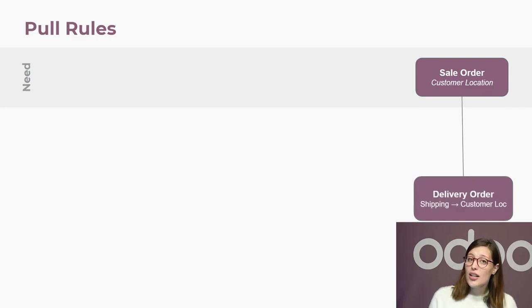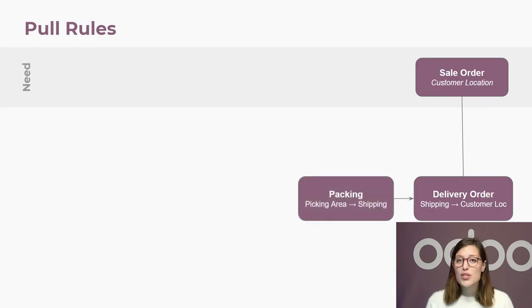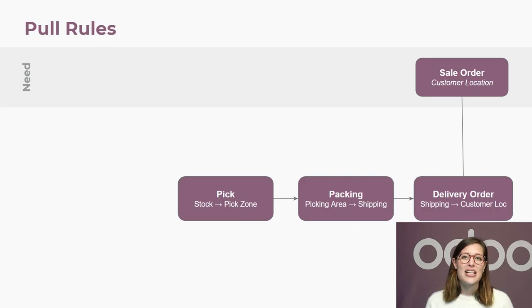As there is a need to fulfill, Odoo searches for a pull rule defined on the customer location. It finds the delivery order pull rule that transfers products from the shipping area to the customer location. Then Odoo looks for another pull rule to fulfill the shipping area's needs, and it finds the packing rule that transfers products from the packing area to the shipping area. As we continue the process, to fulfill the packing area's needs, the picking rule proposes to transfer products from our stock to the picking area. All of these documents are pre-generated and wait to be processed in the future by our operators.